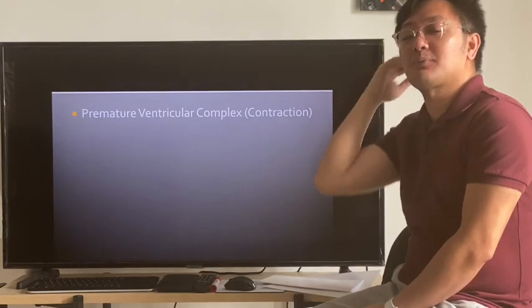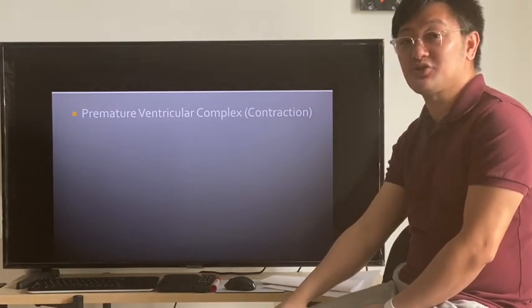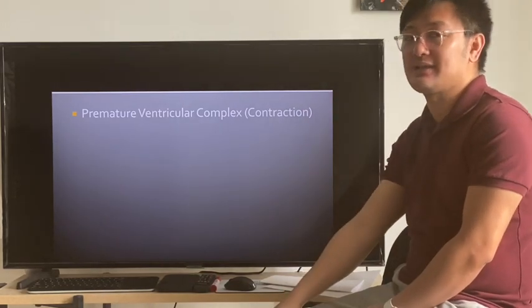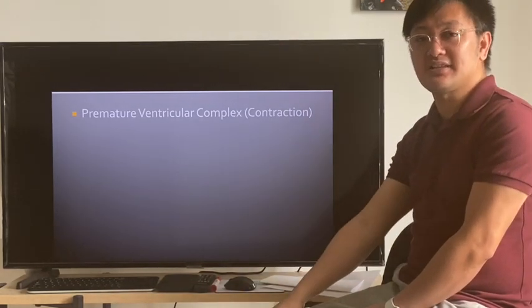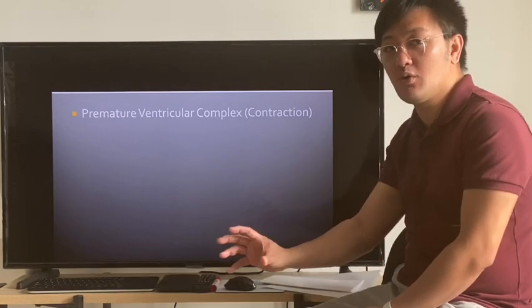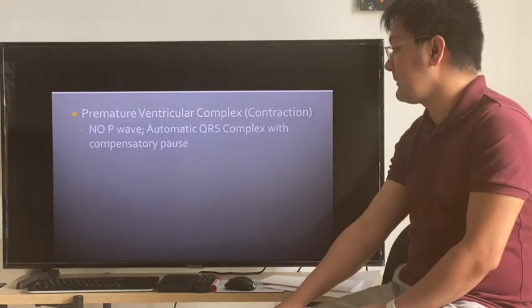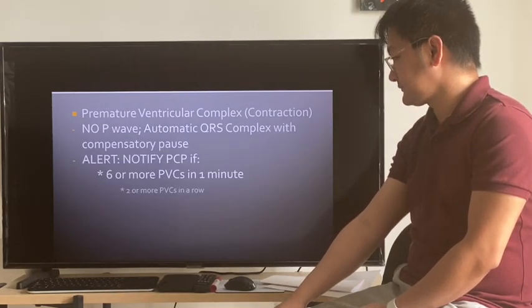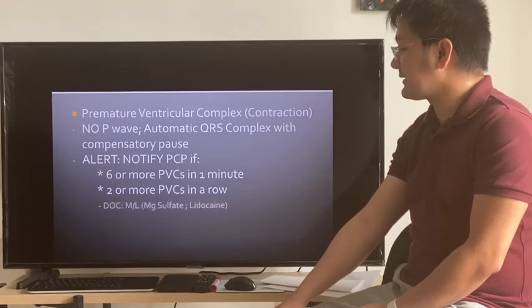Your PVC, premature ventricular complex. I said there's no P wave, an abnormal QRS complex, sometimes with a compensatory pause. And I said in PVCs, if you have six or more PVCs in 1 minute, or two or more PVCs in a row, notify the physician. Okay? That could be an indication of a pending cardiac arrest. I said that.